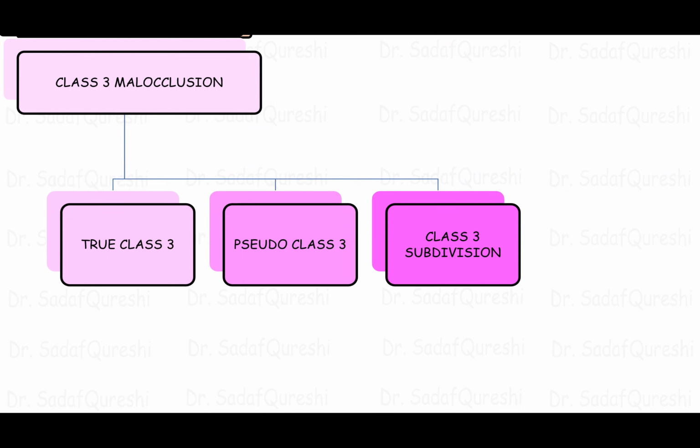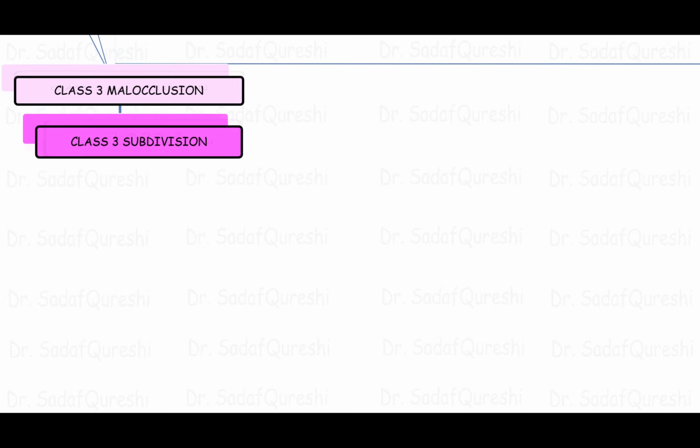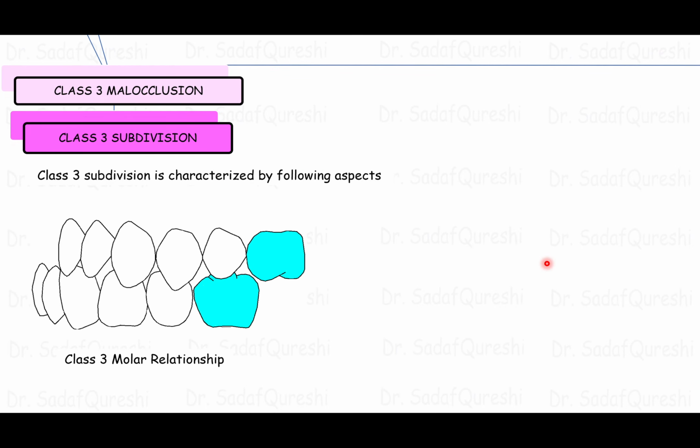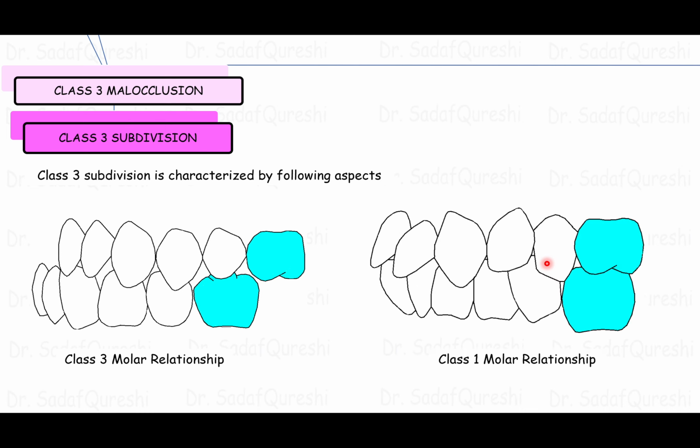So we talked about class 3 malocclusion, true class 3 malocclusion, and pseudo class 3 malocclusion, and now we have the last category, that is class 3 subdivision. Now we'll talk about the class 3 subdivision. Class 3 subdivision is characterized by the following aspect: whenever there is a class 3 molar relationship on one side and a class 1 molar relationship on the other side, that type of occlusion is considered class 3 subdivision.